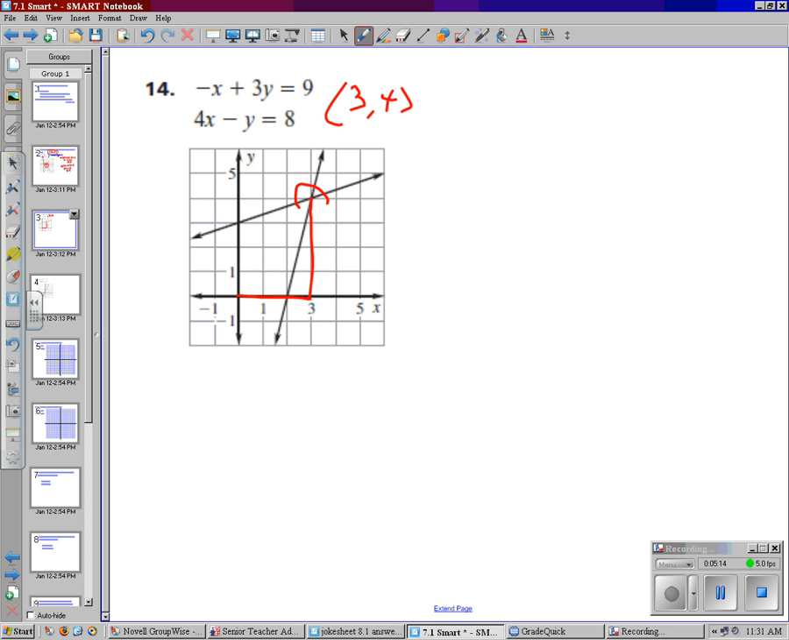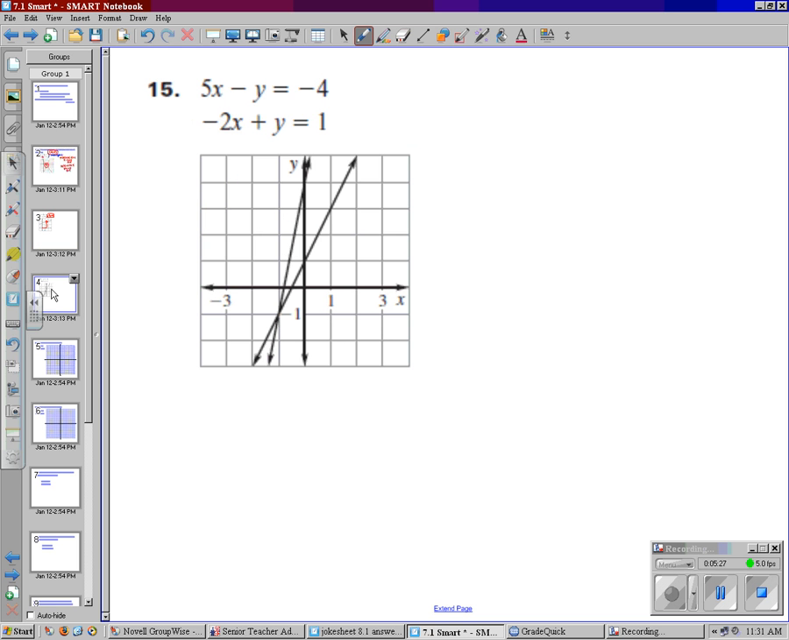So we know this point right here where the two lines intersect, this is going to be our answer. It works in both equations. So your answer here is an XY pair. Any troubles? One more. Tell me where these two intersect, please. Tell me what the solution to the system is.